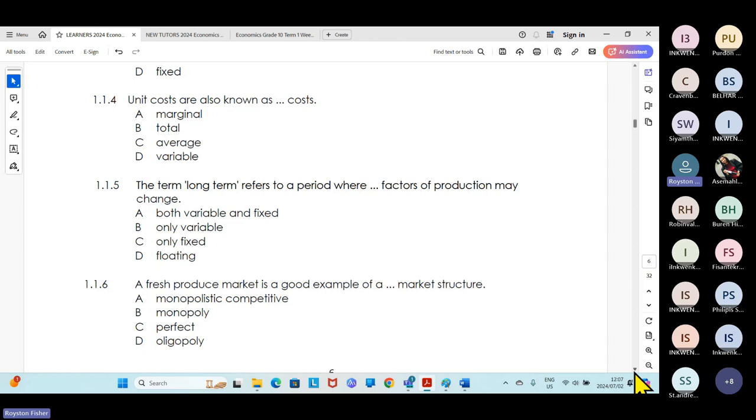1.1.4 inclusive, it says B. No, it is not B because remember I just said now, total cost would be your fixed cost plus your variable cost. Thank you, Bauerhuis. It is C.